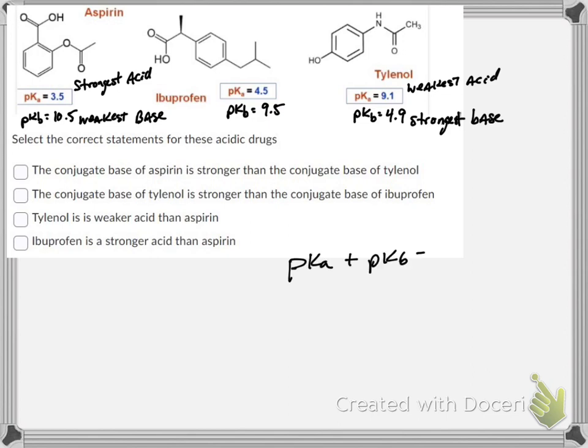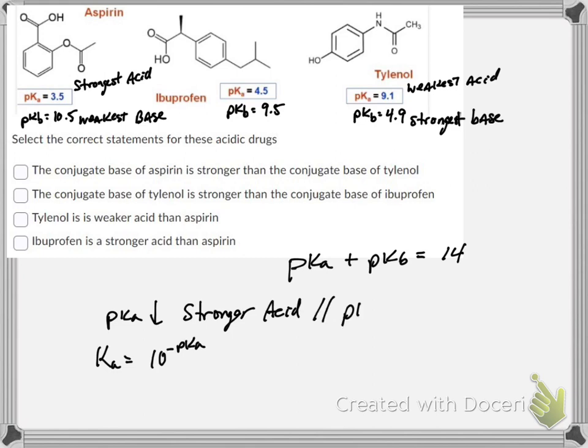So let's take a look at a couple relationships that are important. pKa plus pKb equals 14. As pKa goes down, the acid is stronger. Ka is 10 to the minus pKa. When pKb goes up, the weaker the conjugate base. And so when we look at these problems, now we can use this as the way we analyze it. So let's say the conjugate base of aspirin is stronger.